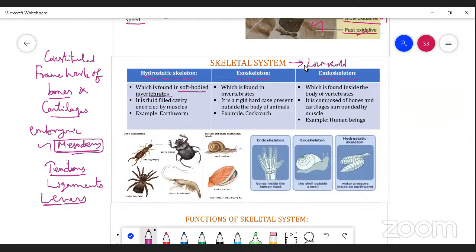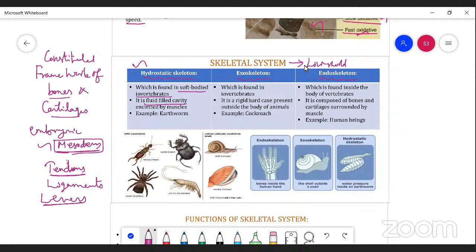What type of skeleton is present in the soft body invertebrates? Whether hydrostatic, exoskeleton or endoskeleton? Hydroskeleton is found in the soft body invertebrates. Okay. So it is a fluid-filled cavity. So there are no bones and no cartilages.